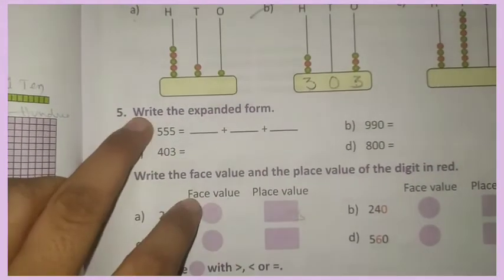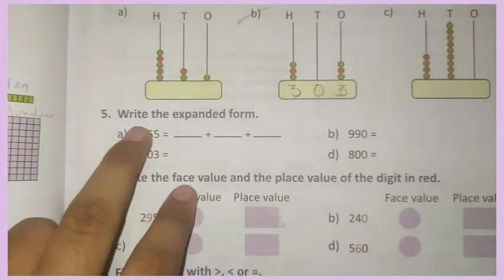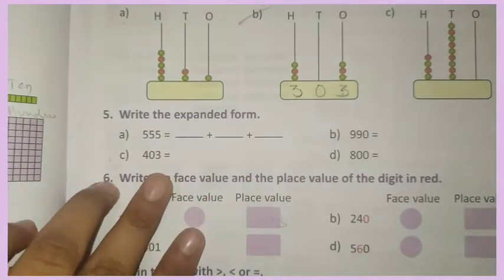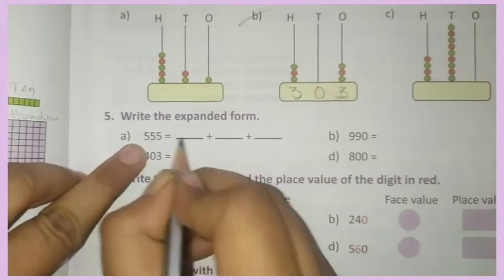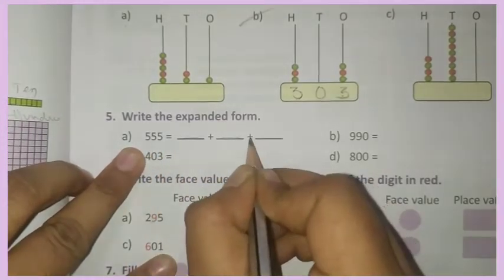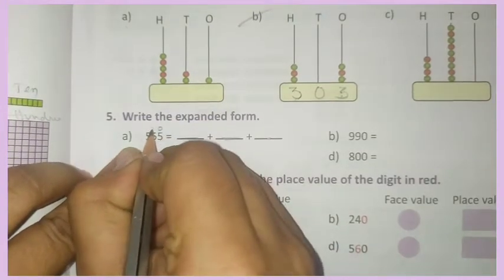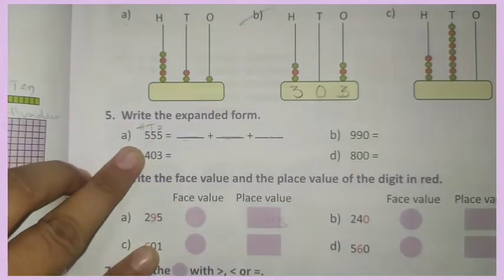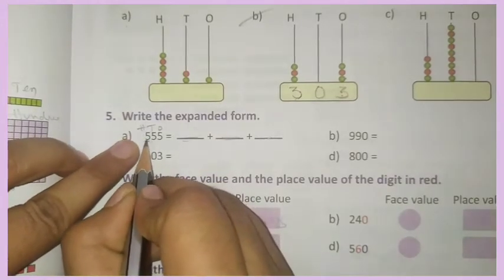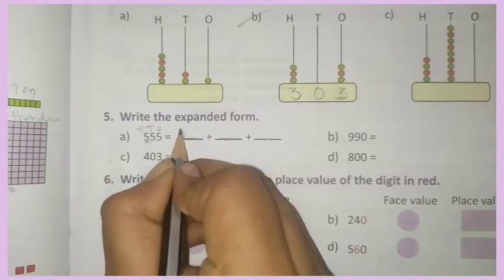Okay. Here, fifth bit. Write the expanded form. Look here, I will write this one. Expanded form. Here it is a 3-digit number. So here he gave 3 dashes. Okay. Ones, tens, hundreds. How many hundreds are here? 5. So 5 hundreds are 500.